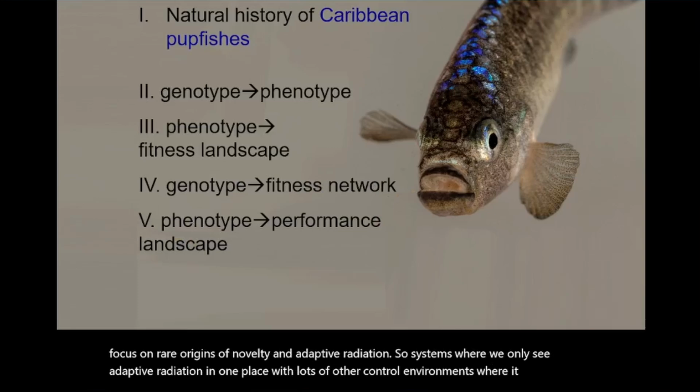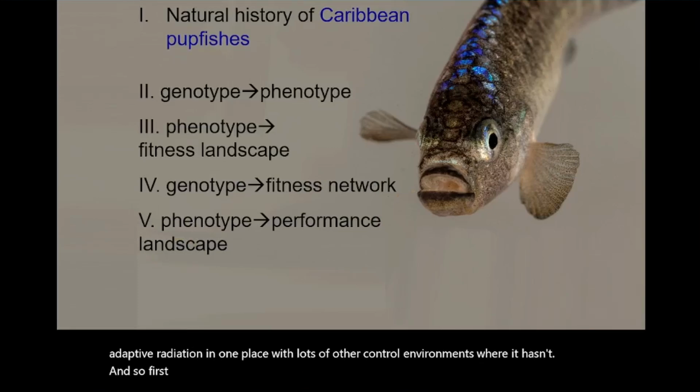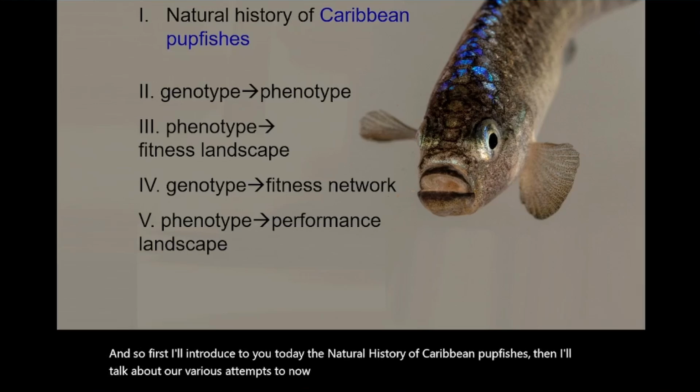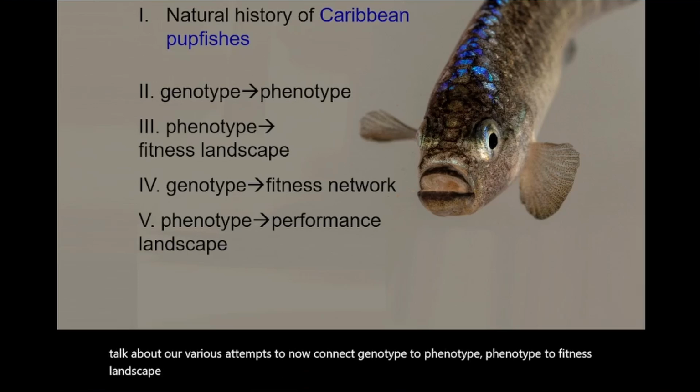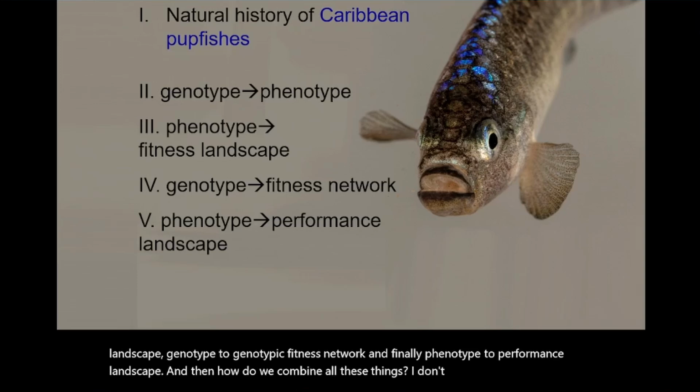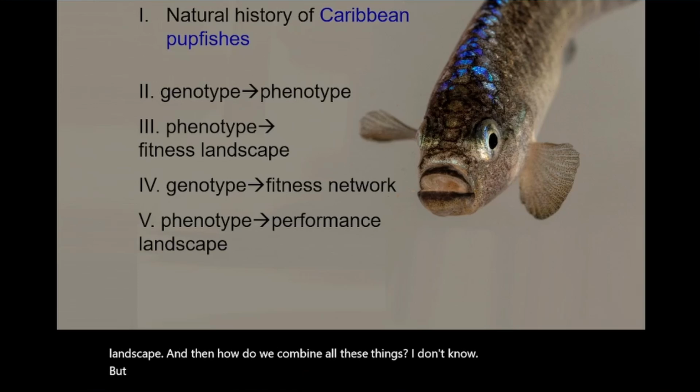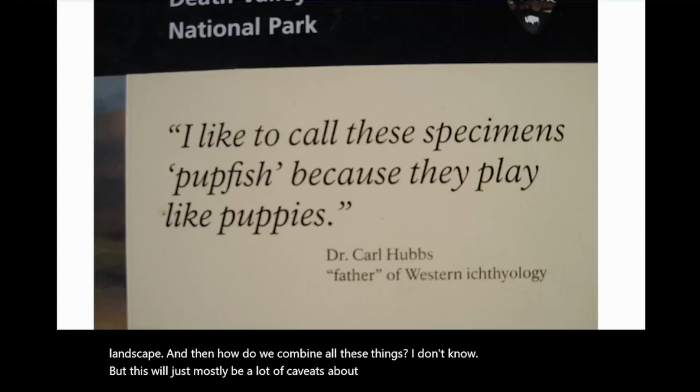And so first I'll introduce to you today the natural history of Caribbean pupfishes. Then I'll talk about our various attempts to now connect genotype to phenotype, phenotype to fitness landscape, genotype to genotypic fitness network, and finally phenotype to performance landscape. And then how do we combine all these things? I don't know. But this will just mostly be a lot of caveats about these kinds of approaches.